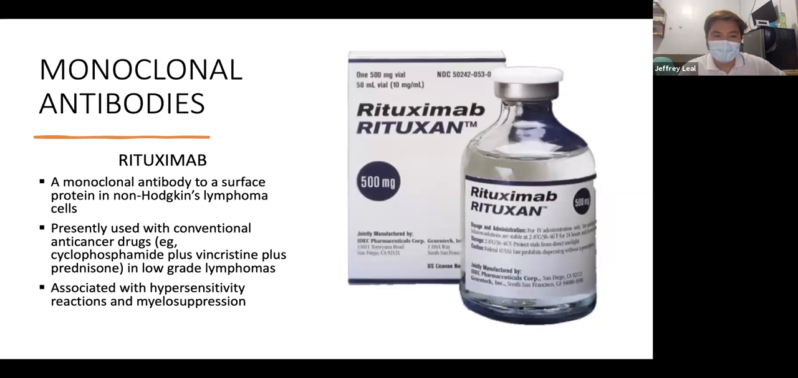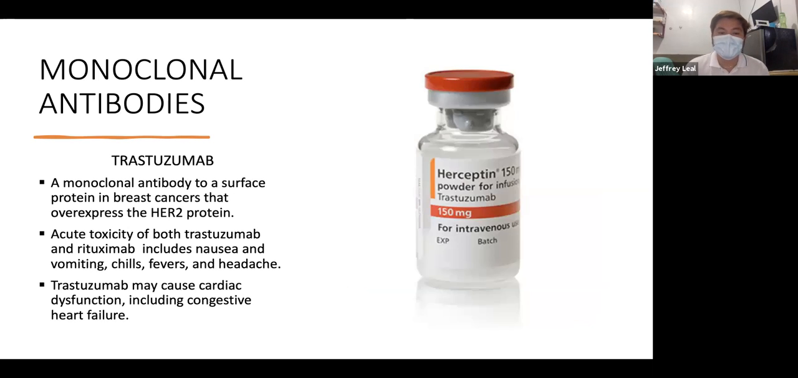Okay. We have monoclonal antibodies, the rituximab, which is a monoclonal antibody to a surface protein in non-Hodgkin's lymphoma cells. And they are presently used with conventional anti-cancer drugs, an example is your cyclophosphamide plus vincristine plus prednisone in low-grade lymphomas. And they are associated with hypersensitivity reactions and myelosuppression.